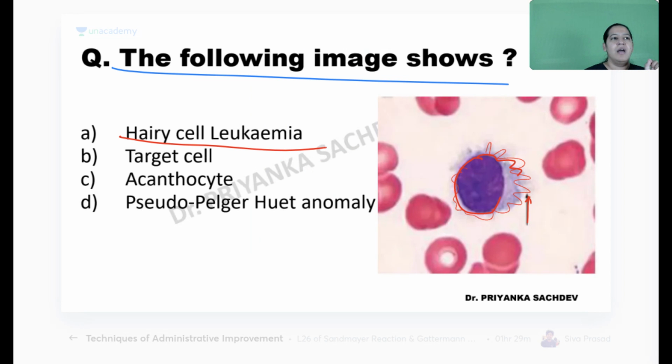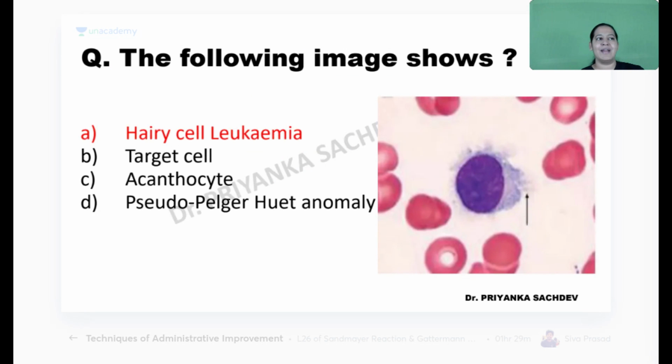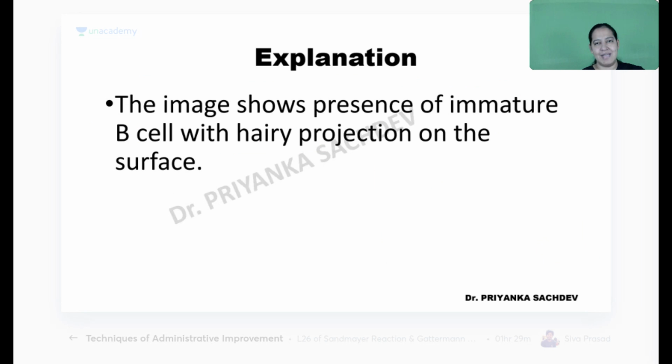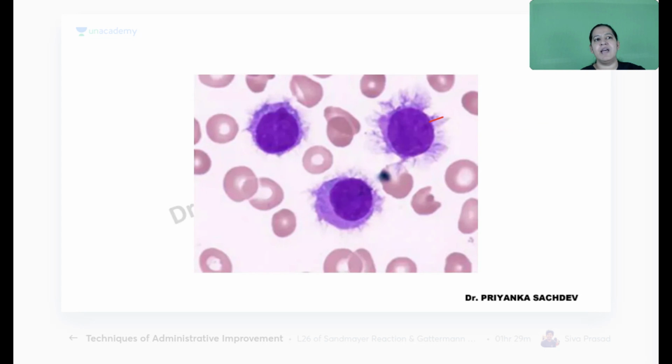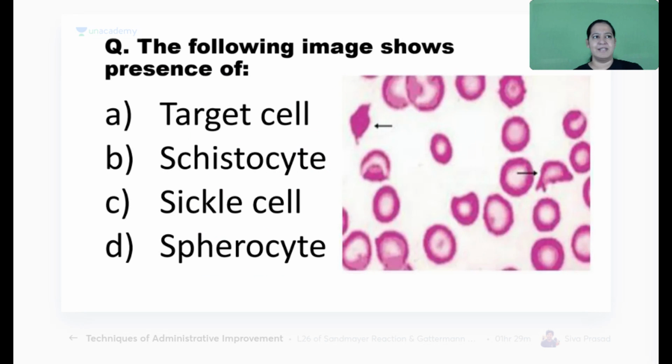So Khushi, Manisha, and Shatanik, you all are right. So the correct answer here is hairy cell leukemia. Hairy cell leukemia is an immature B cell which is having hairy projections on the surface. Can you see the hairy projections? This is a much better image. So this can come as a spotter. If it is coming in your exam, you have to mark hairy cell leukemia. You know what hairy cell leukemia is. I'm not going into the details.